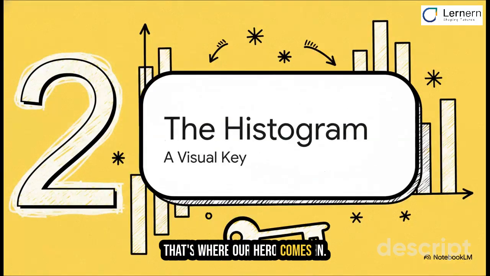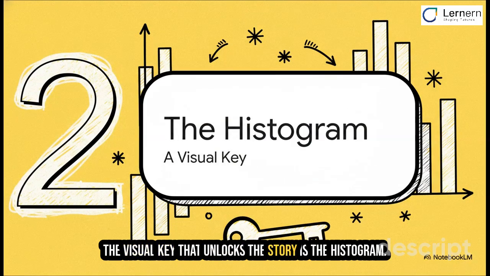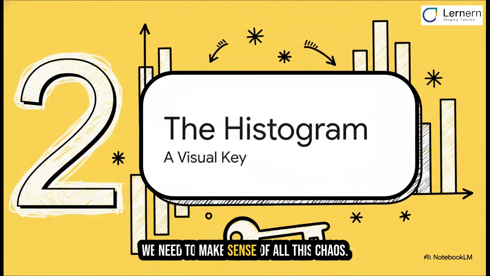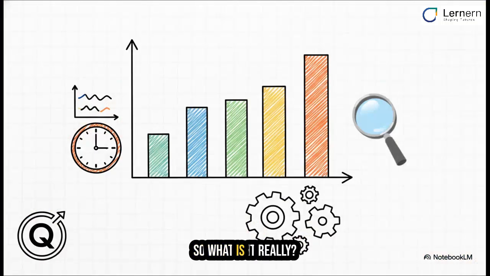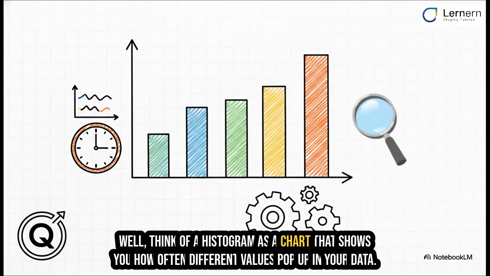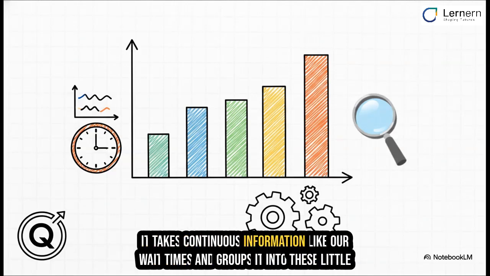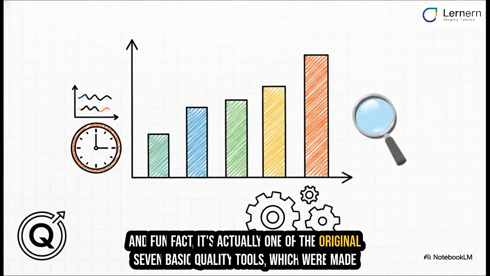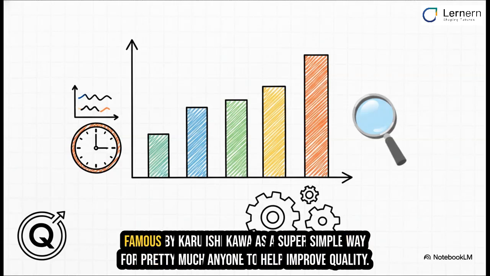And that's where our hero comes in. The visual key that unlocks the story is the histogram. Trust me, it's a fundamental quality tool for a very good reason, and it's exactly what we need to make sense of all this chaos. So what is it really? Well, think of a histogram as a chart that shows you how often different values pop up in your data. It takes continuous information, like our wait times, and groups it into these little buckets or ranges that we call bins. And fun fact, it's actually one of the original 7 basic quality tools, which were made famous by Kaoru Ishikawa as a super simple way for pretty much anyone to help improve quality.